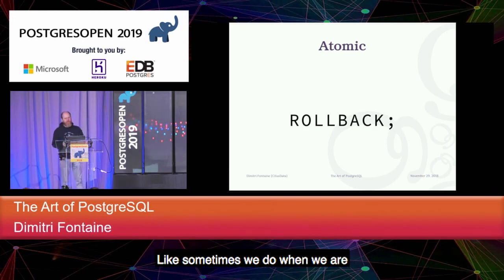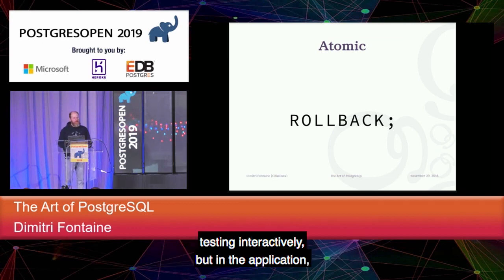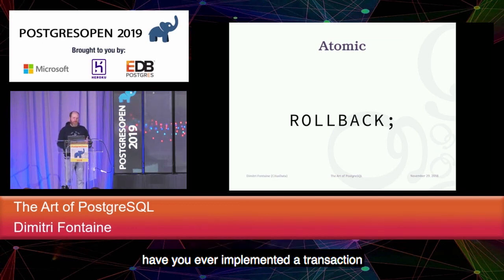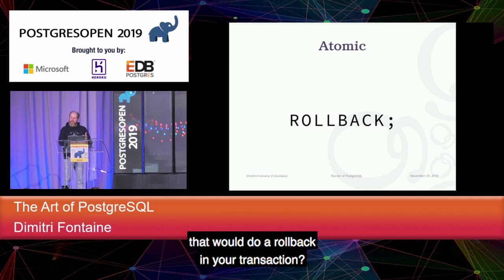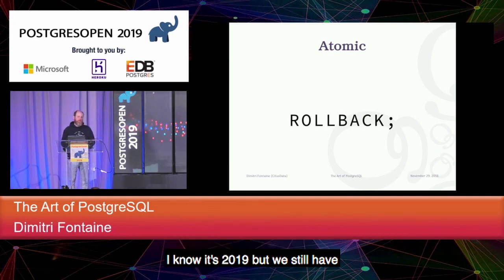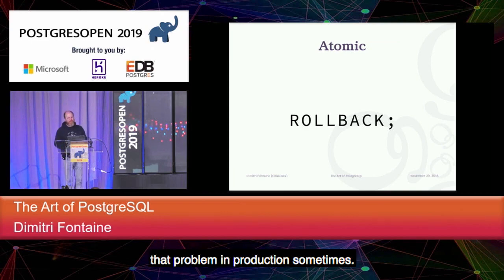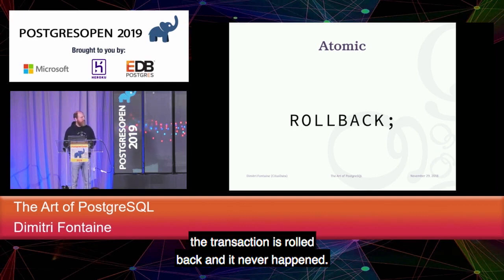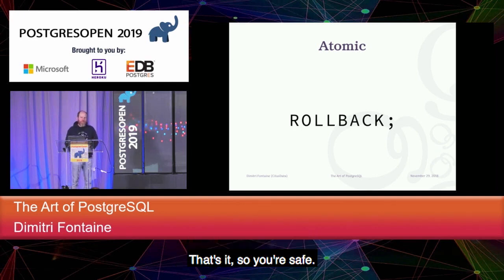But usually we don't type in rollback. Well, sometimes we do when we are testing interactively. But in the application, have you ever implemented a transaction that will do a rollback in your application? Maybe not. What happens is maybe the file system is full. I know it's 2019, but we still have that problem in production sometimes. So file system is full. What's next? Well, with an atomic system, the transaction is rolled back and never happened. That's it. So you're safe.